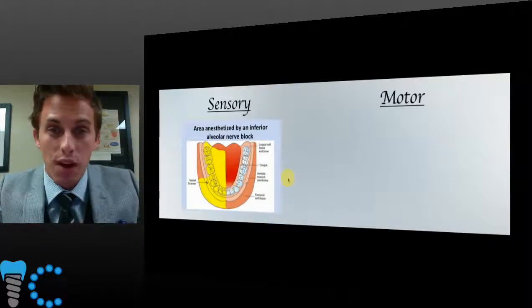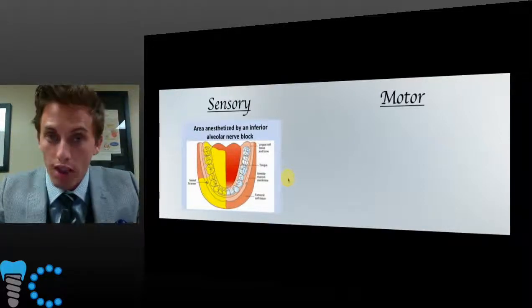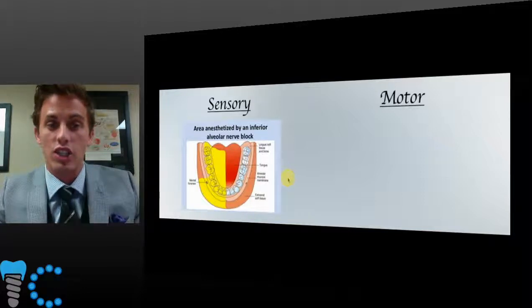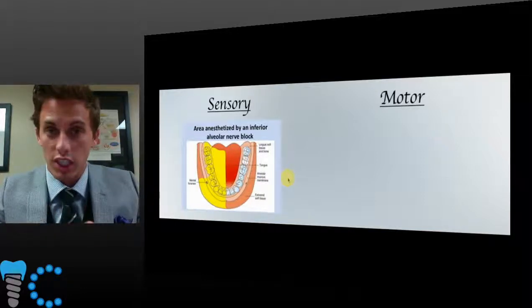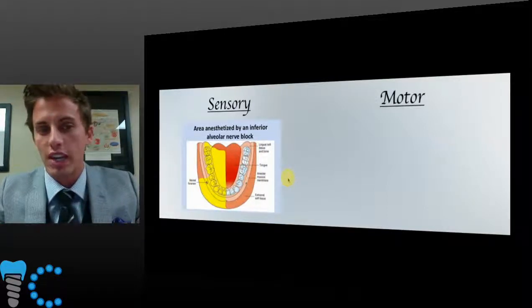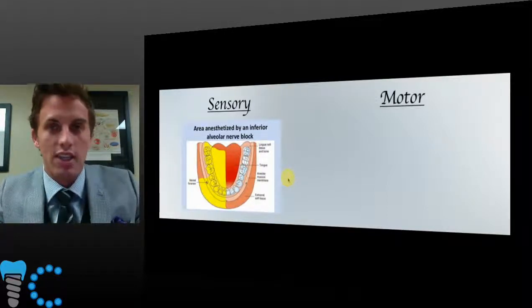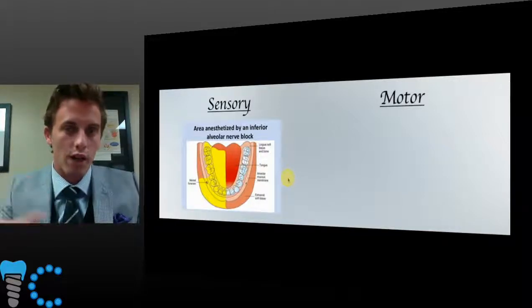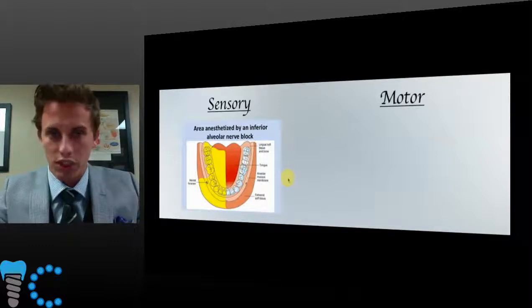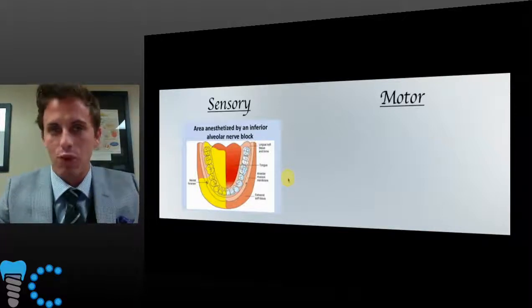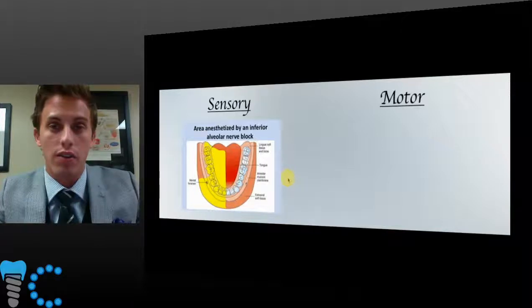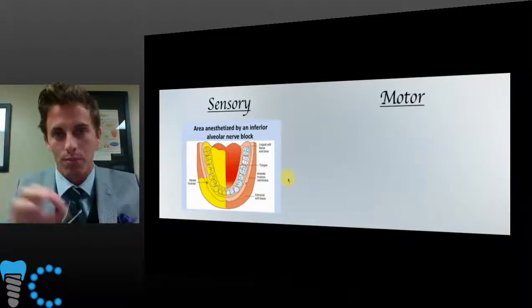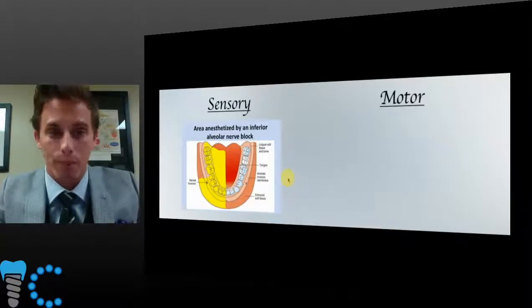When you do a block, it does provide anesthesia to the tongue, which we'll discuss via the lingual nerve. And what people need to understand is this block does provide numbness to the bone itself. That's the reason why in any surgical procedure, you'll never be able to fully anesthetize the area without giving a block, because that nerve is what blocks the bone.